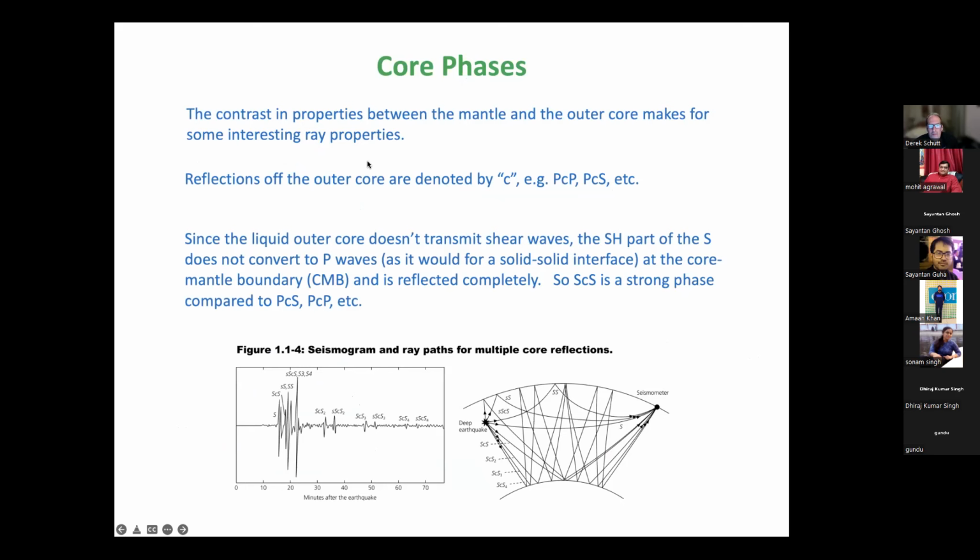The contrast in properties between the mantle and the outer core makes for some interesting ray properties. And as I said before, reflections off the outer core denoted by little c, so PcP, PcS. Since the outer core doesn't transmit shear waves, the SH part of the S does not convert to a P wave and is reflected completely. So ScS is a strong phase compared to PcS or PcP, because all your SH energy gets reflected as the outgoing S wave.